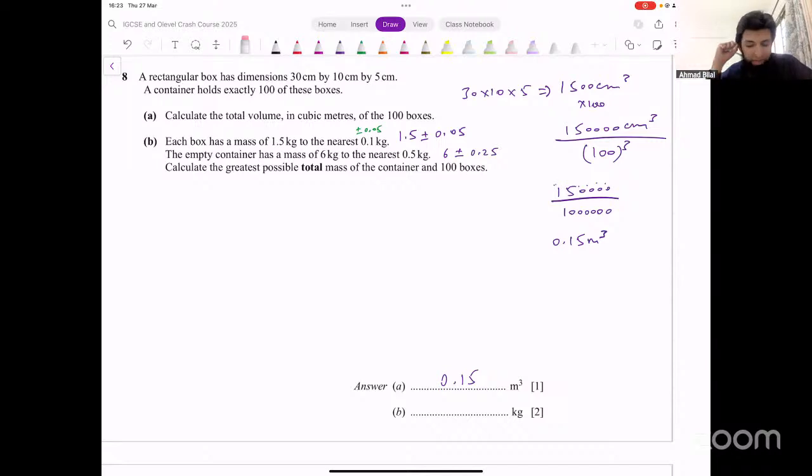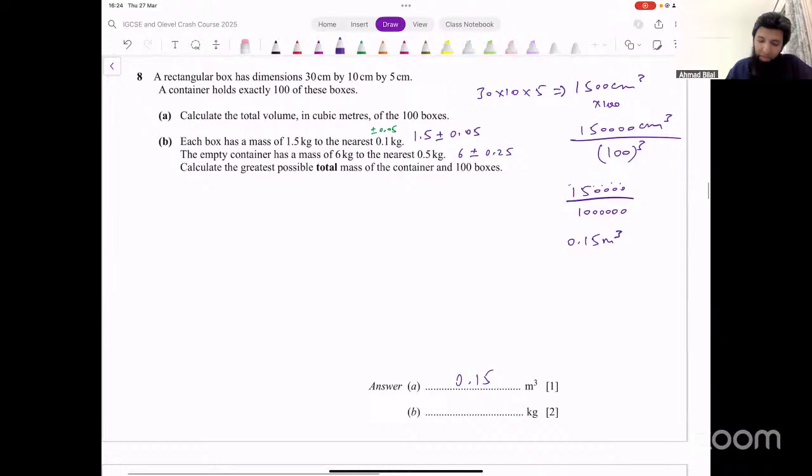We want to find the greatest possible total mass of the container and the 100 boxes. How do we think about this? We want the greatest possible total mass. Now, if you want the greatest possible total mass, how is the mass going to be calculated? Mass is going to be of the container. There's one container, so you can say mass of the container plus 100 boxes, 100 times mass of one box. Right? That's what the total mass is going to be.